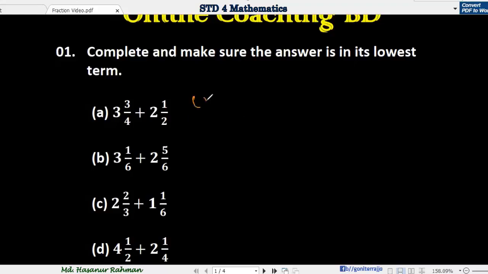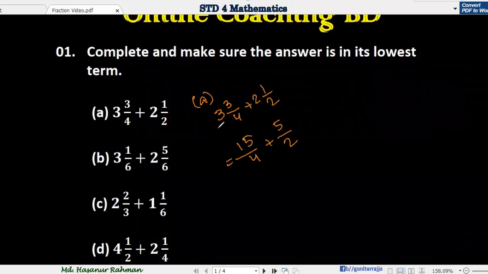So number A. Number A says 3 whole 3 by 4 plus 2 whole 1 by 2. So what does that mean? 4 times 3 is 12 plus 3, that is 15; 2 times 2 is 4 plus 1, that is 5. That means at first we are converting these mixed numbers into improper fractions.